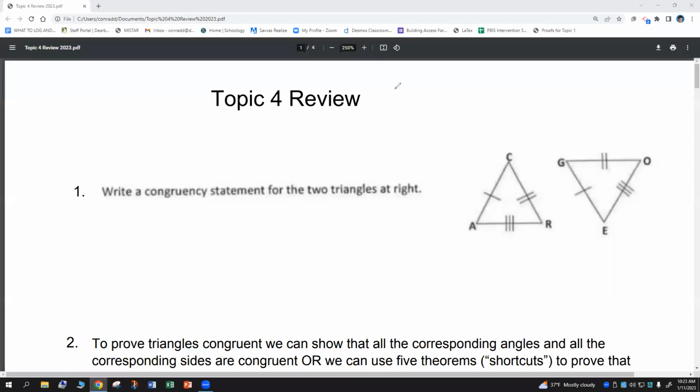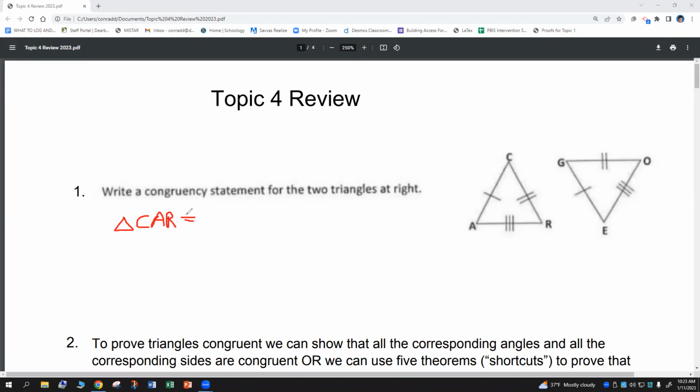Okay, this is the topic for review. So number one here says write a congruent statement for the two triangles to the right. You can name the first triangle however you want. We can name it triangle CAR, triangle CRA, ACR, ARC, RAC, or RCA. So I'm just going to name it triangle CAR.